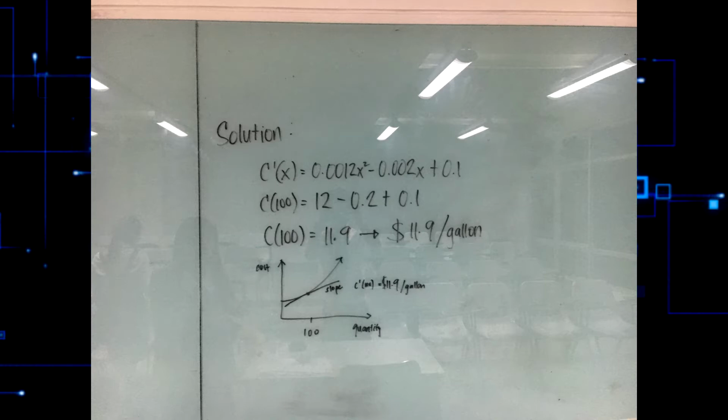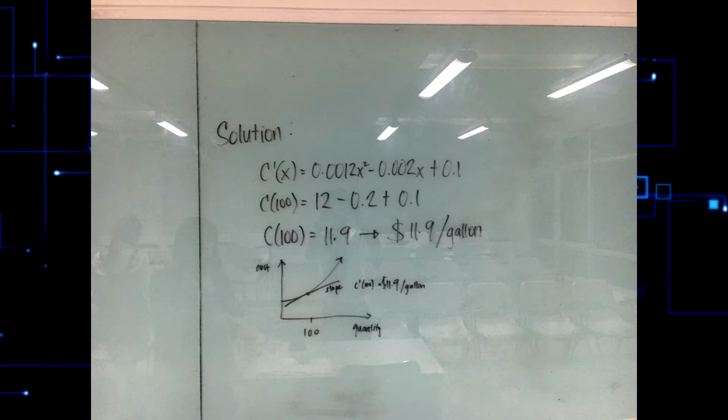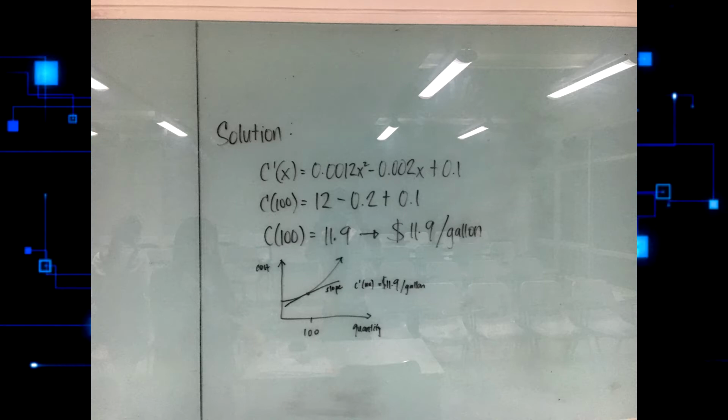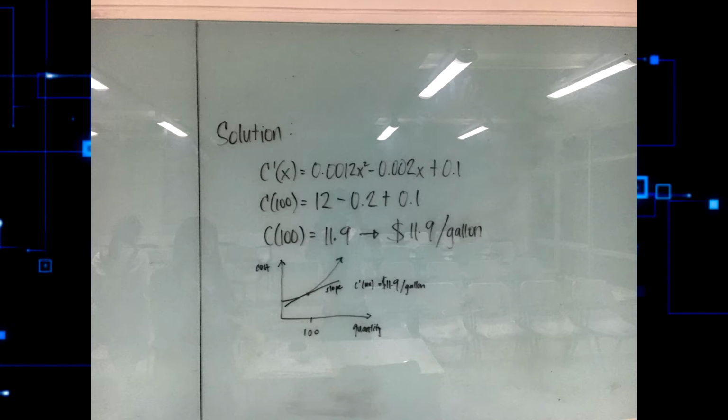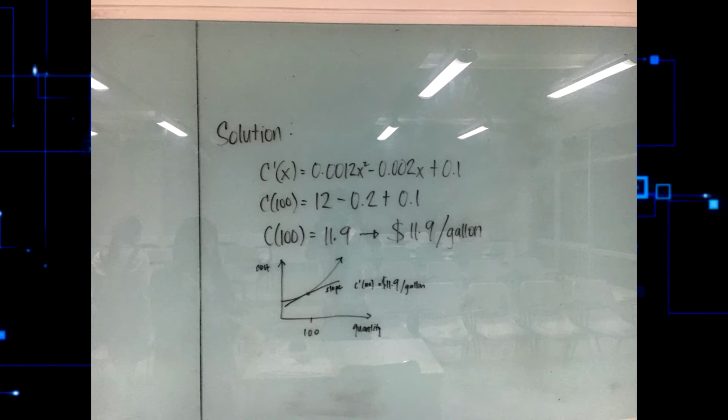$11.9 per gallon. C of x is the cost in dollars for x gallons. Therefore, its rate of change is measured in dollars per gallon. In conclusion, the instantaneous rate of change of the cost when 100 gallons are produced is $11.9 per gallon. The rate of change is positive because cost is increasing.